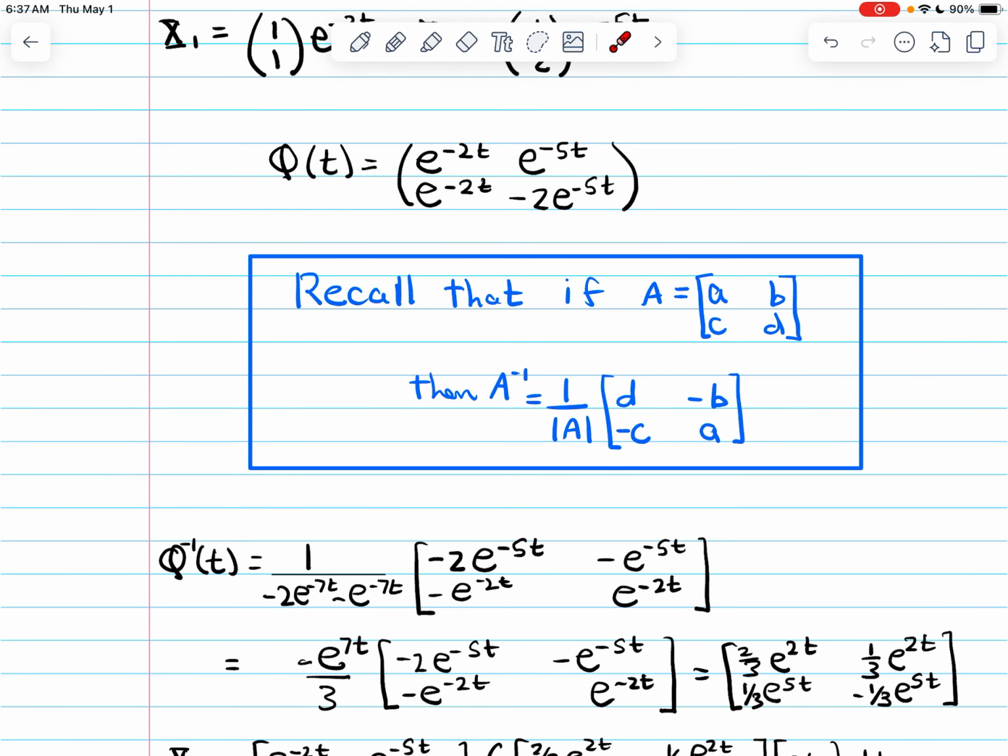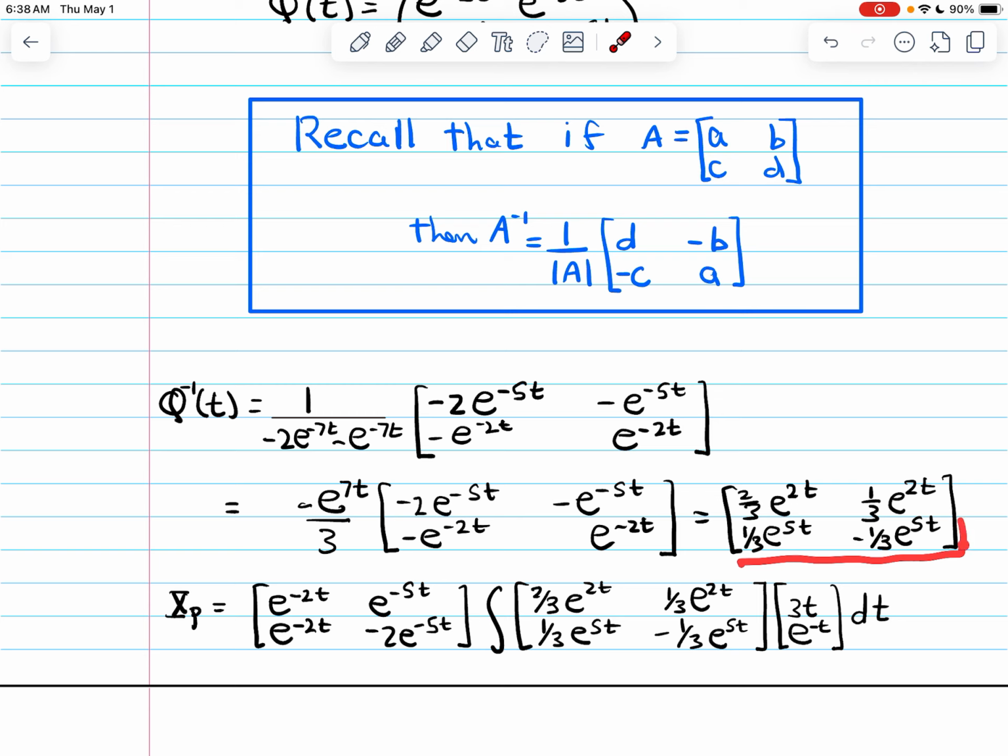So in our particular case, we do that. We swap these two elements, and then we change the sign of these without swapping them, and we divide by the determinant. And if we do that, we get this. Here's what we get. Okay, so there's the inverse. Well, now the job is to integrate. So look what we've got. We've got the fundamental matrix times the integral of this inverse times the f of t dt.